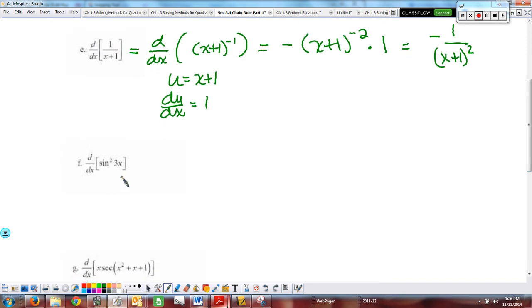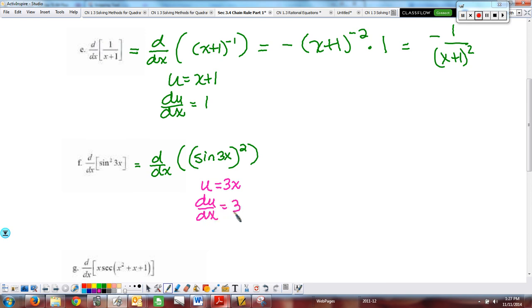And now what you have to notice with this one is this is a 3-part chain. There will be 3 parts to our link. Let me rewrite this where I have it as sine of (3x) squared. So the idea is you've got to figure out what's the innermost function. So I'm going to let u equal 3x. So that's going to give me du dx is 3. So I do that first.